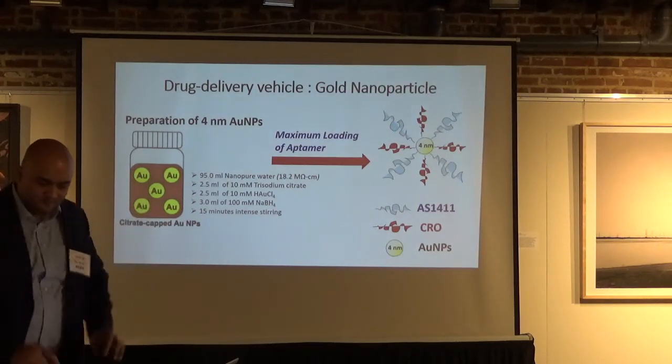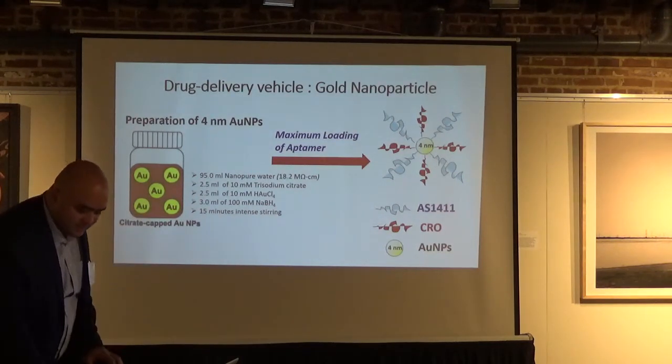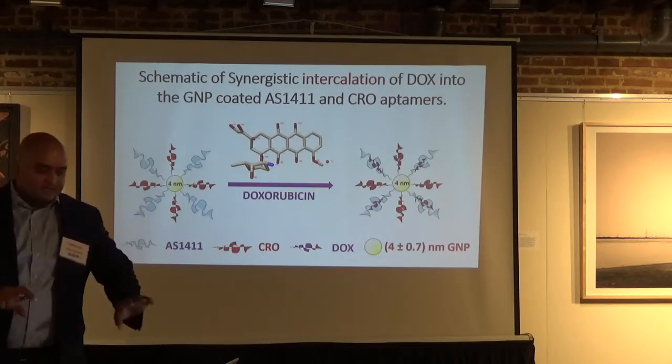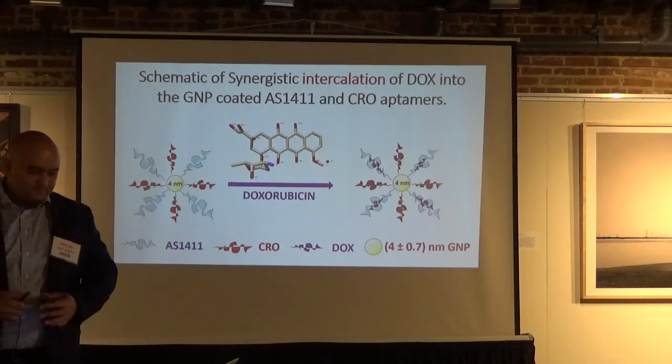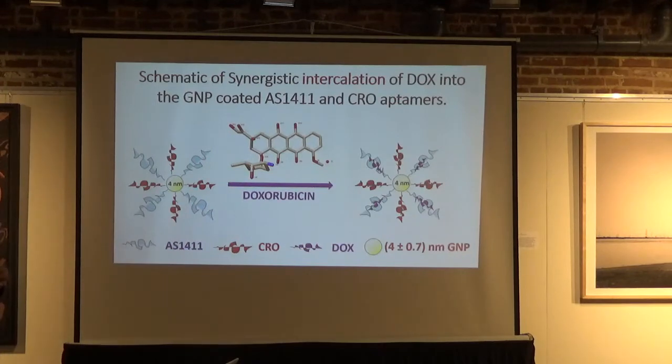This is what we have done. For the last 3 years, we have built it. This is a schematic of what we have developed. If you take this gold with the aptamer around it and a control sequence around it, and you intercalate the chemotherapeutic drug across it, this purplish thing, I'm saying non-covalent intercalation is happening to AS1411 or to CRO. Okay?